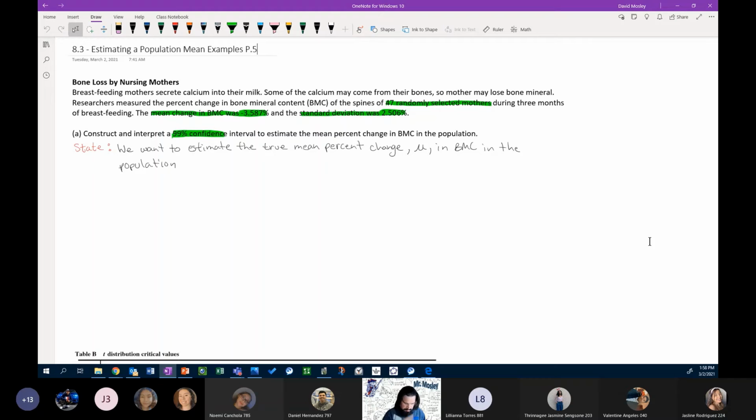With a 99% confidence level. That's what we're working towards. That's what we want to do. So we've stated this. This is our goal. All right. Next, we plan.